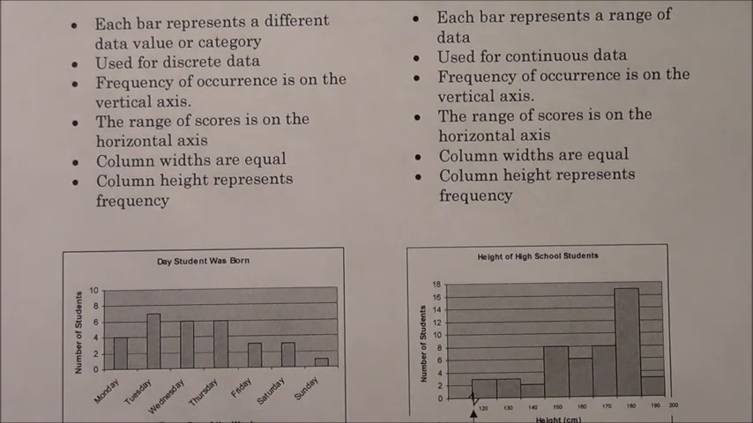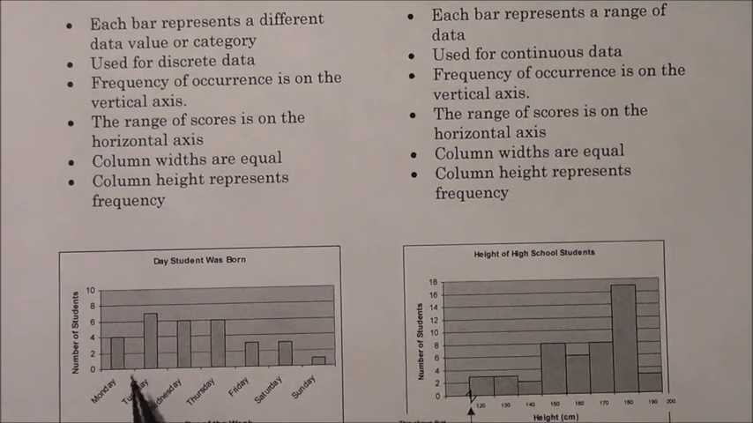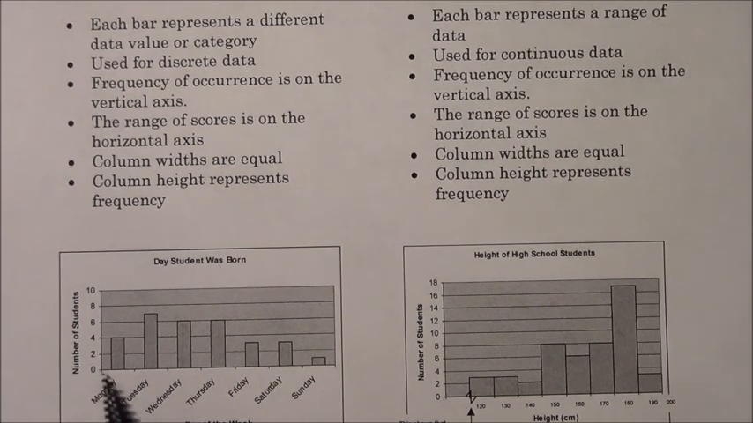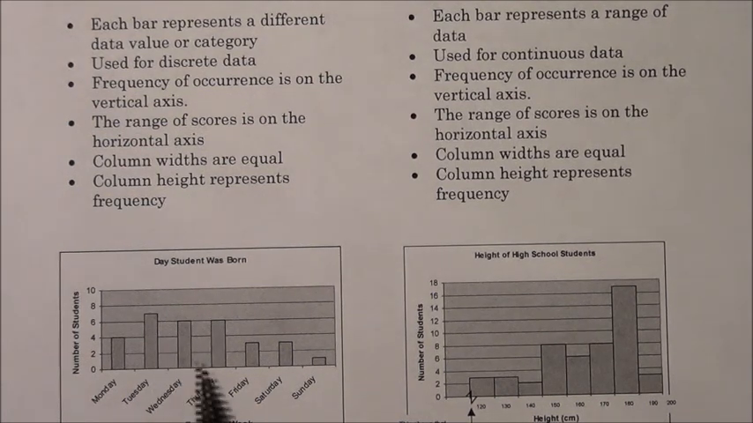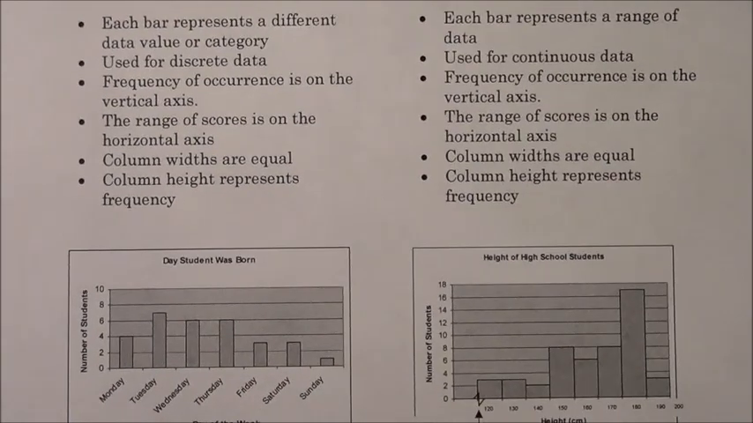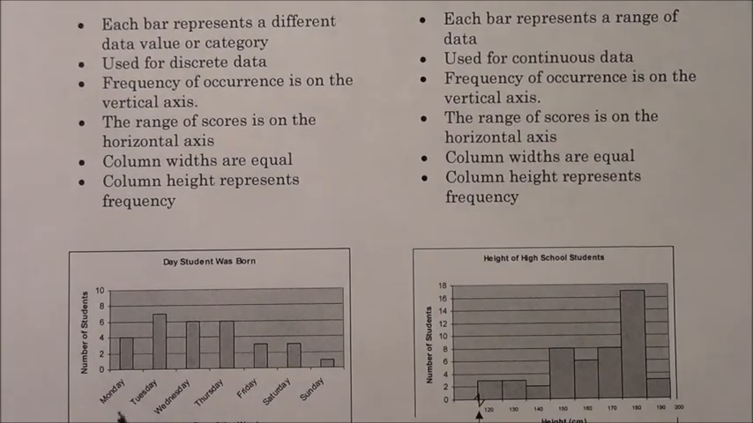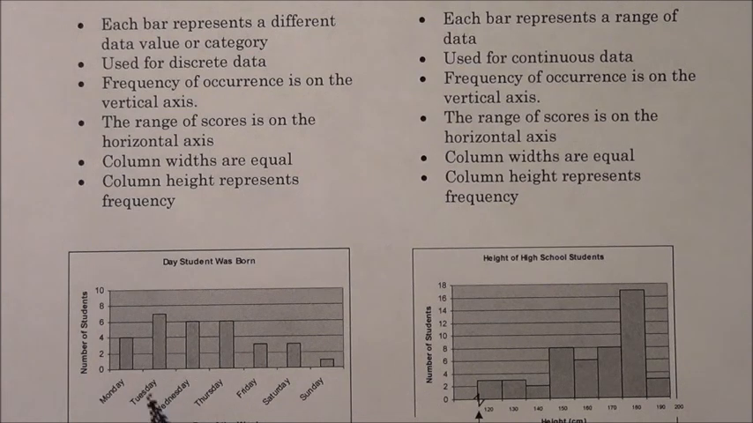If you were to say, when were students born? Well, let's say 4 students were born on Monday, 7 students were born on Tuesday, 6 students were born on Wednesday, etc. Because Monday is distinct or different from Tuesday, they are separated by a bit of space. Same thing, Tuesday and Wednesday are completely different, Wednesday and Thursday completely different. So they have a space between them, just like if you're talking about favorite flavors of ice cream.